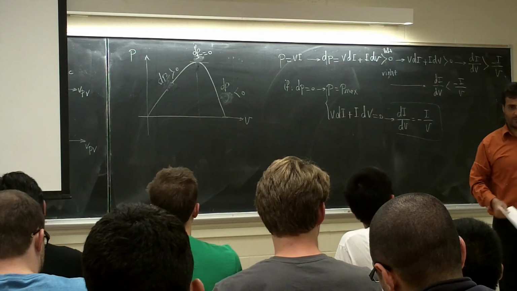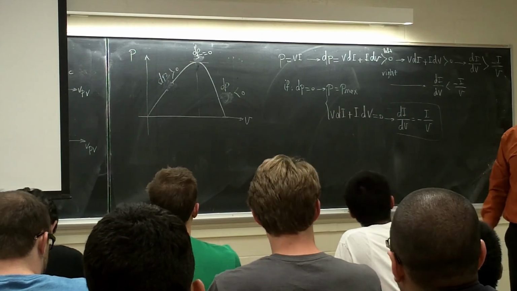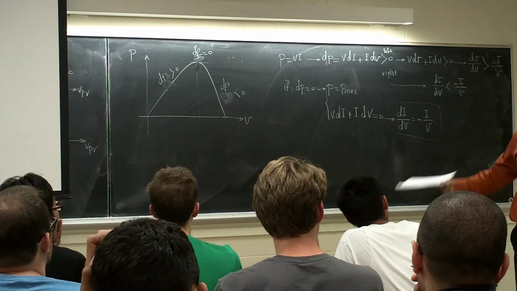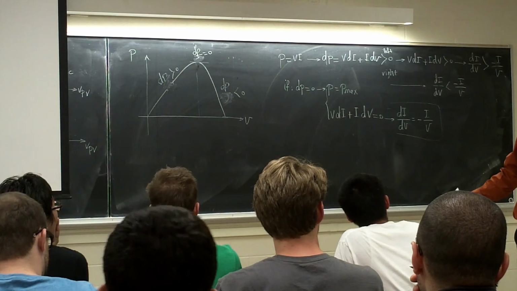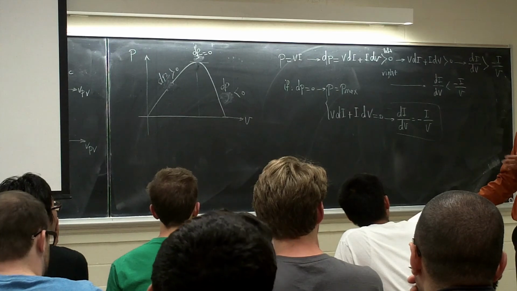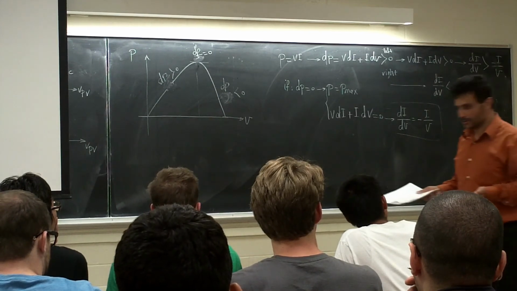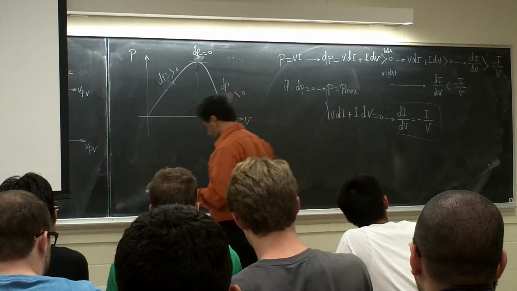So basically, if you measure your dI, dV, and I over V, you know where you are. You're on the left or you're on the right. If you're on the left, increase the voltage. If you're on the right, decrease the voltage. Reference voltage. So this is incremental conductance.